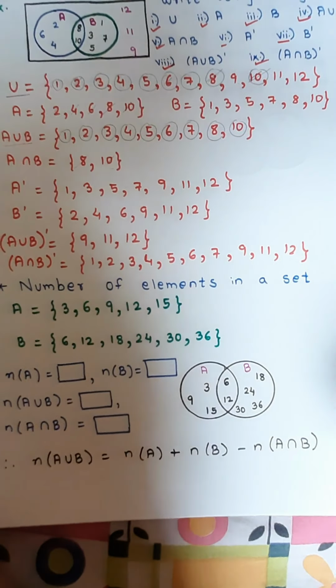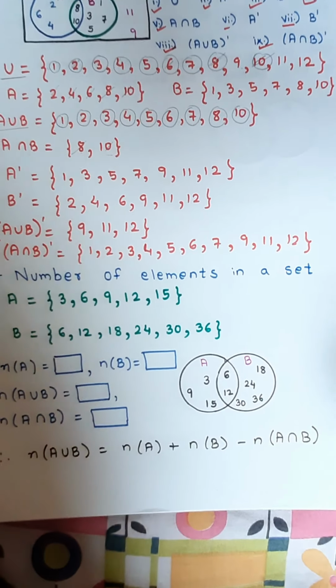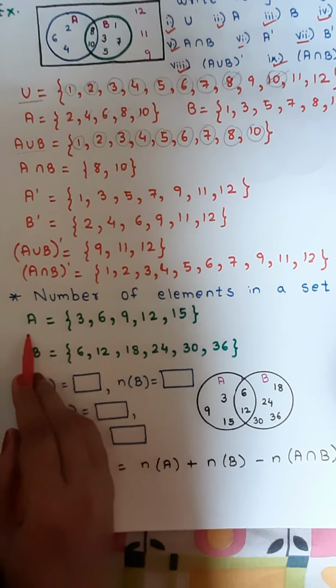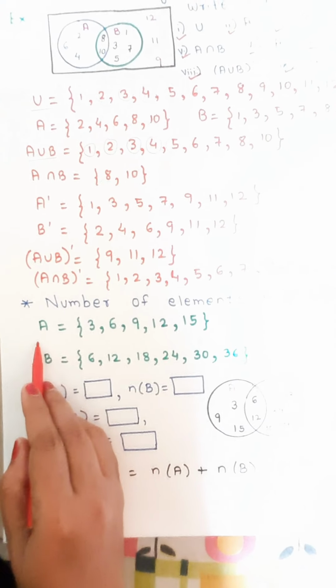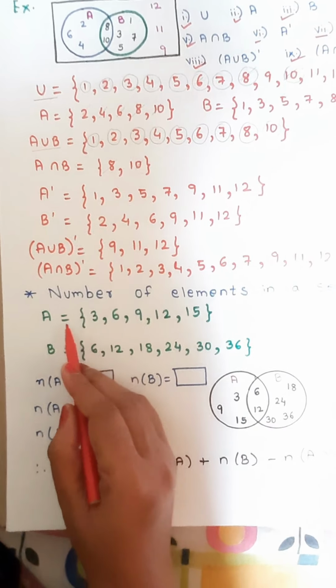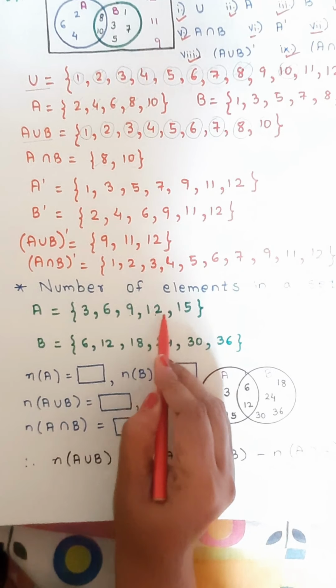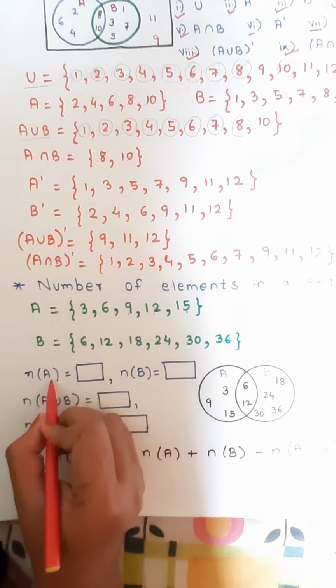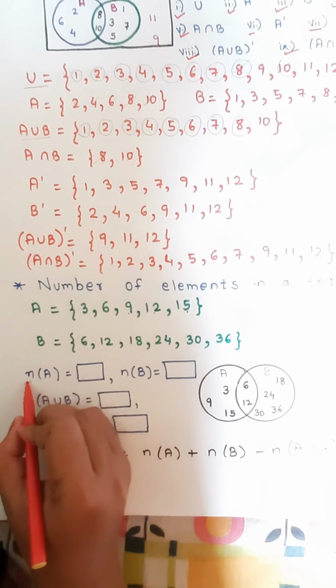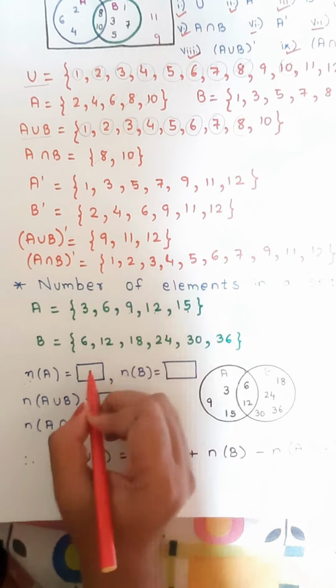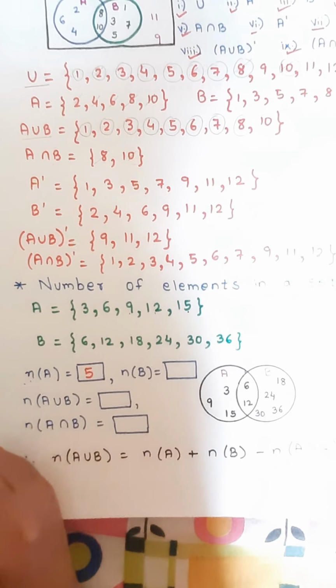Number of elements in a set. Now if you see over here, you have to write the number of elements in the set. If you say A, this is A, write the number. So how many elements are there in the set A? 1, 2, 3, 4, 5. So n of A, meaning the number of elements in the set A, is 5. So you will write 5.